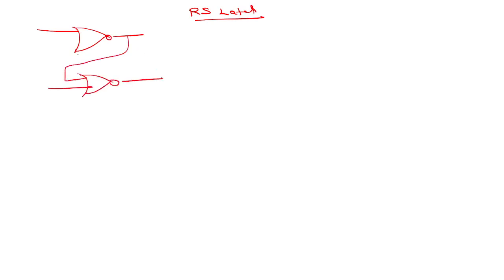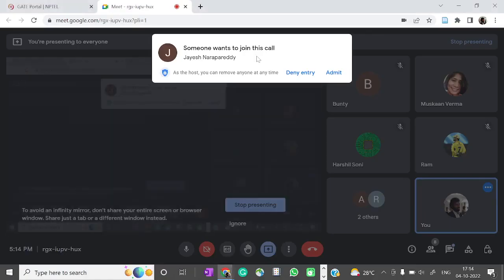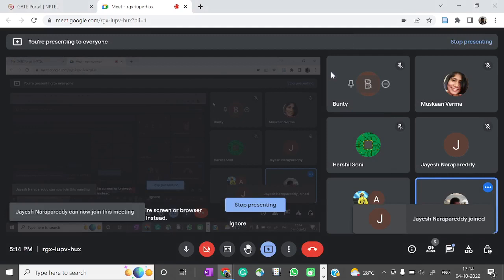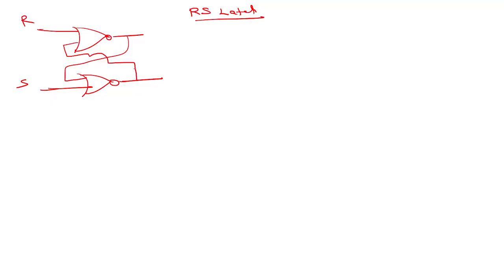So let's see. This is the basic RS latch, right? Today is all about basics, guys. So we will learn the basics and solve the problems, learn the basics and solve the problems like that. And you can ask me whatever questions that you have, okay? R and S. And let's say this is Q. Let's say this is Q bar. Okay, let's understand this notation, okay?